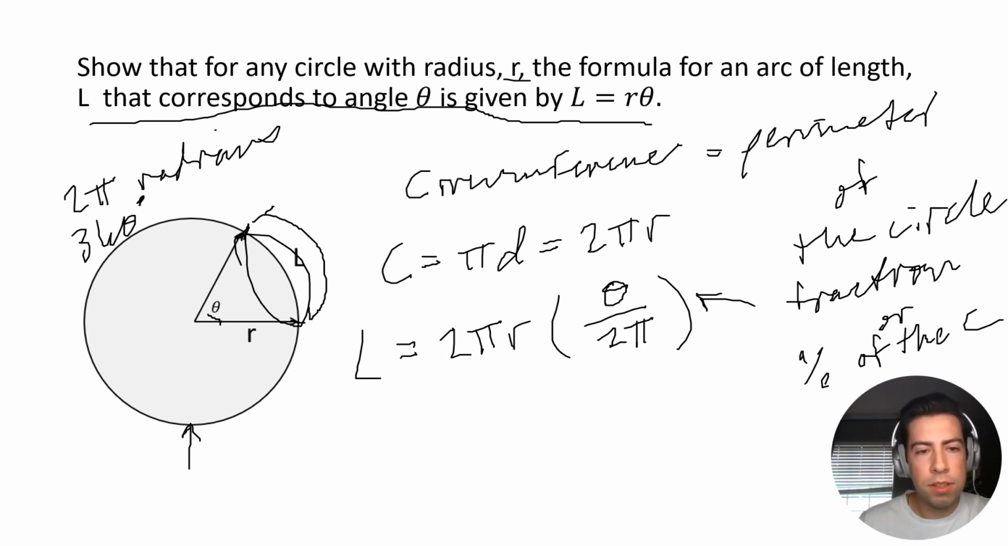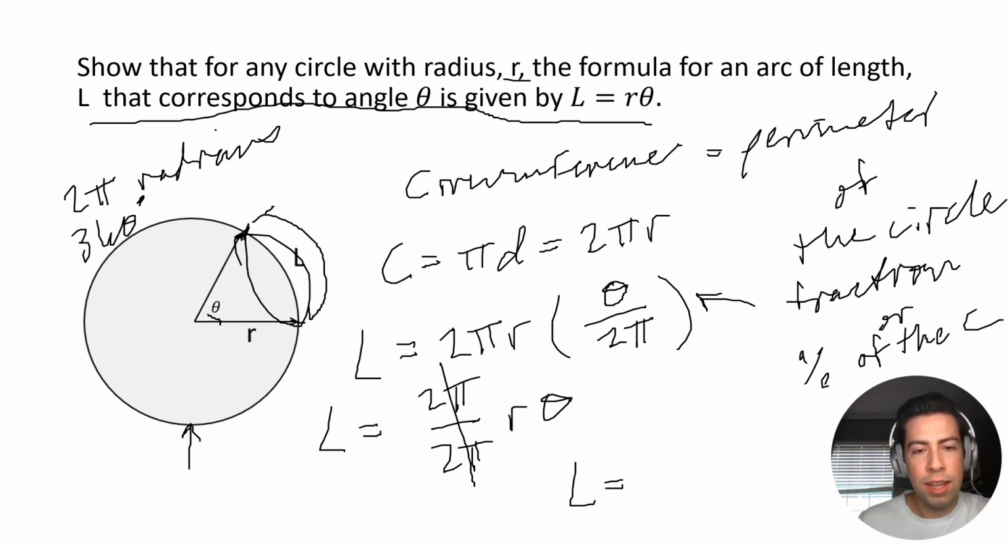Okay, so now guys, look what we can do. I now have L equals 2 pi, and then I can factor out this 2 pi, so I'll bring it out to the bottom here. And then now I'm left with r theta. So now guys, just like we talked about, we can cancel these out because they're the same thing, and I'm left with L equals r theta. So this is the answer in radians.